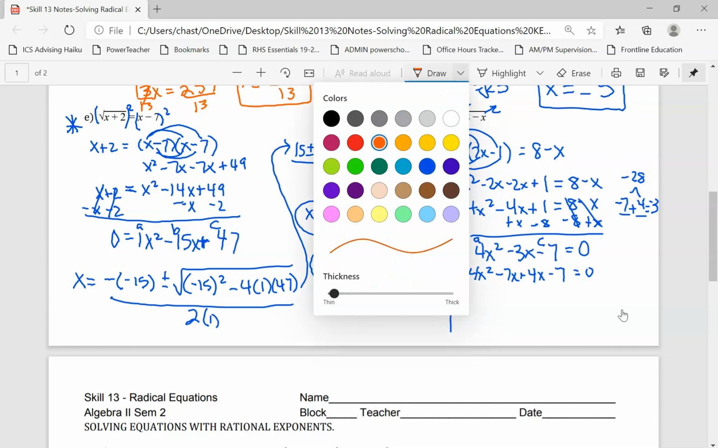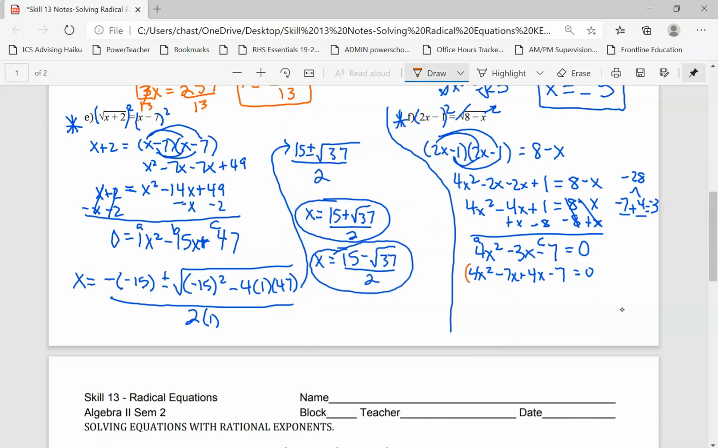We're going to factor by grouping on this one. And I can factor out the x in the first one and a 1 in the second one. So x plus 1, 4x minus 7. The zeros are x equals negative 1 and x equals 7 over 4.